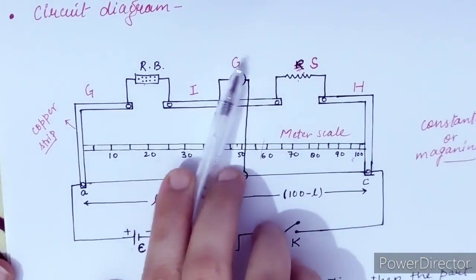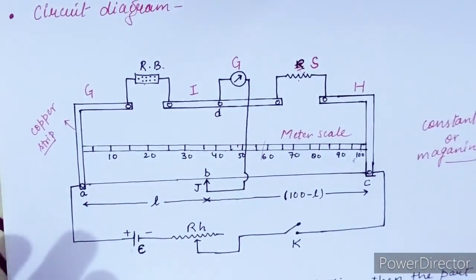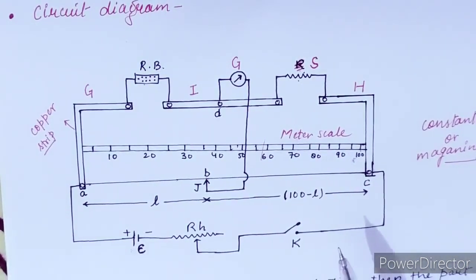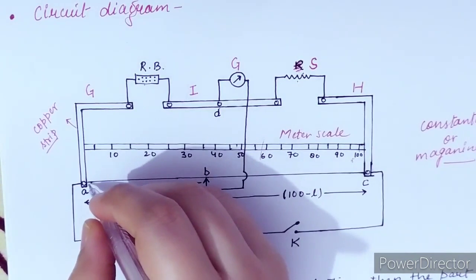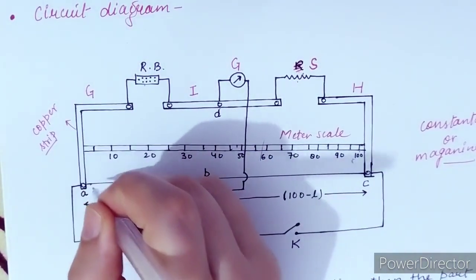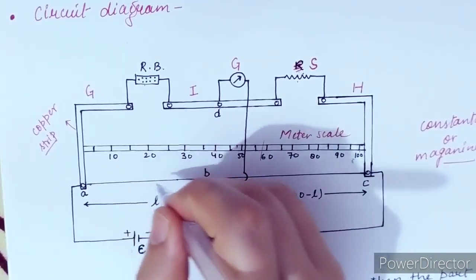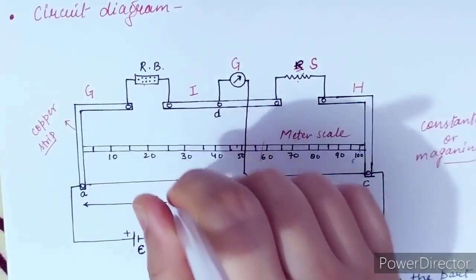Suppose at this time the deflection is on this side, it means your connection is perfectly correct. There is no error. Clear? Afterwards, you have to slide from this side, because you see here the 0 point is there. You have to put the jockey and press the wire like this, perpendicular.